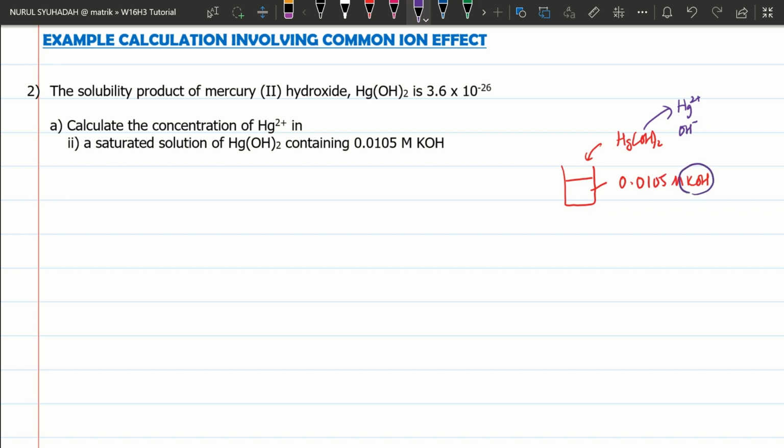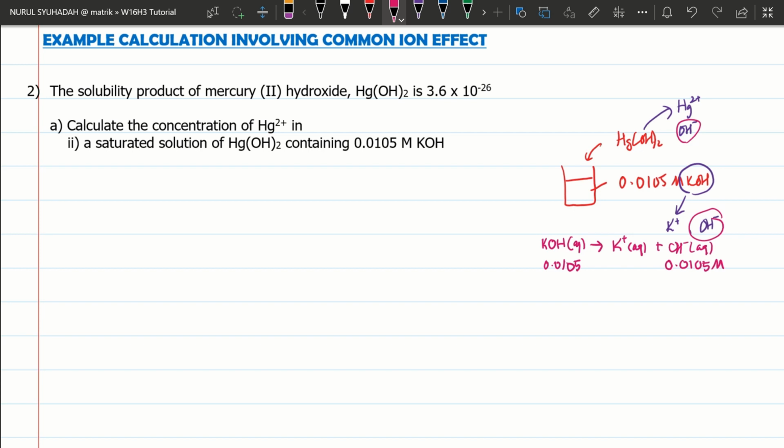And then from KOH, apa yang kita ada? K plus dengan OH minus. So here we have a common ion. Okay, common ion kita adalah OH minus. Yang mana dekat sini, concentration of OH minus from KOH will be the same as the concentration of the salt itself. Okay, maksud saya dekat sini, since KOH is a soluble salt, dia akan completely dissociate kepada K plus aqueous tambah OH minus aqueous. So whatever concentration yang kita ada dekat sini 0.0105, so concentration of OH minus pun sama dah, 0.0105 molar. So we have a common ion inside here.